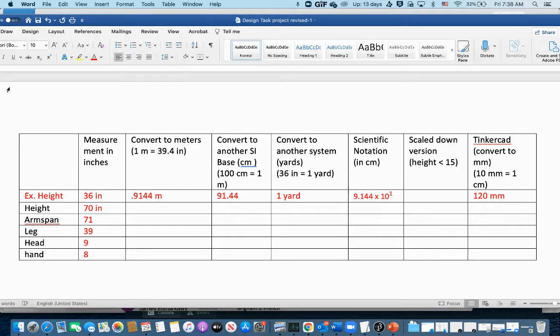We need to go ahead and do this chart. If you had any problems doing this on your own, or if you missed the day that we did that, I'm going to go ahead and just run through a couple of examples here. I put in what my measurements would be in inches. So the first thing is you've got to get your measurement in inches: your height in inches, your arm span in inches, your leg, head, and hand.